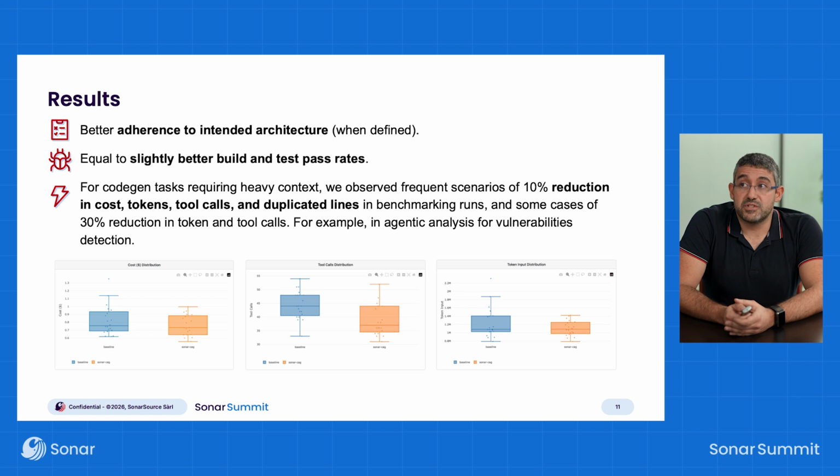There is a 10% stable reduction in cost, tokens, and MCP tool calls, and also a reduction in duplicated lines. For complex cases like agentic analysis for vulnerabilities, where the code flow is important and it's not easy to detect with the basic tool, we see a 30% reduction, so a big reduction in token and tool calls.